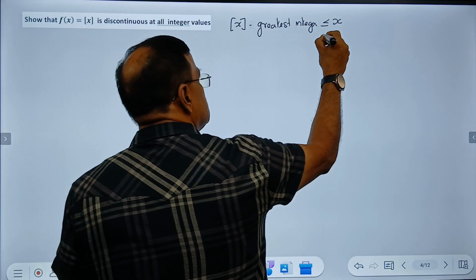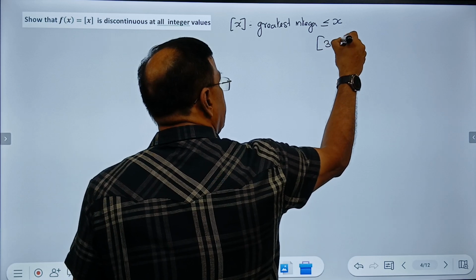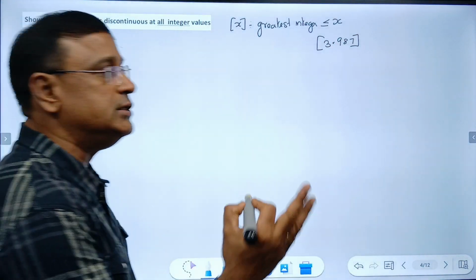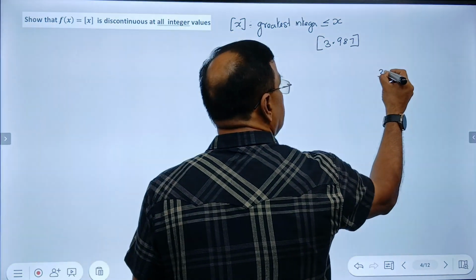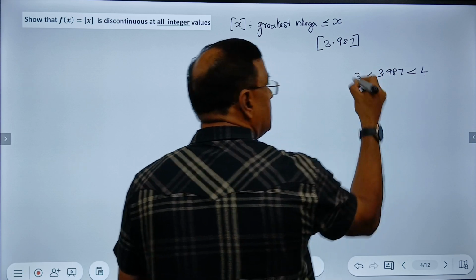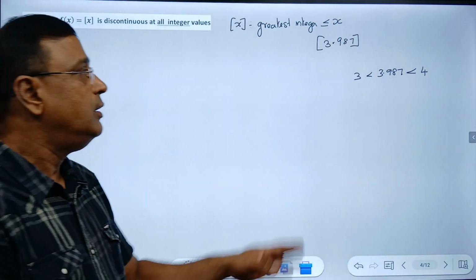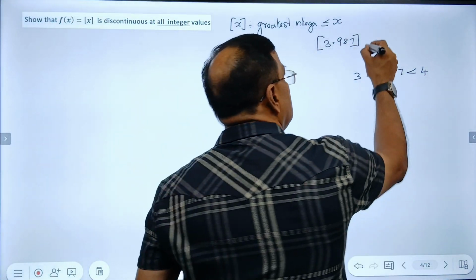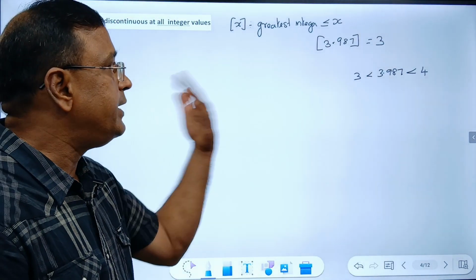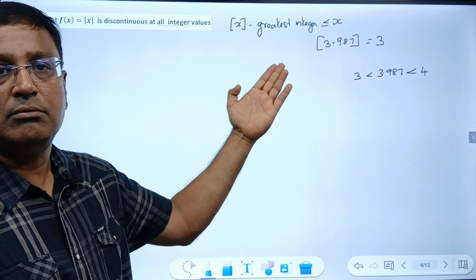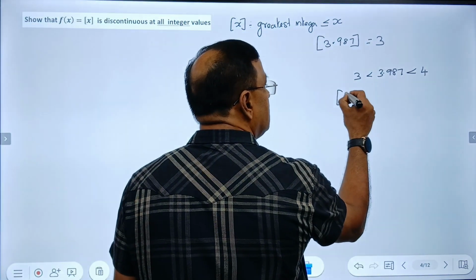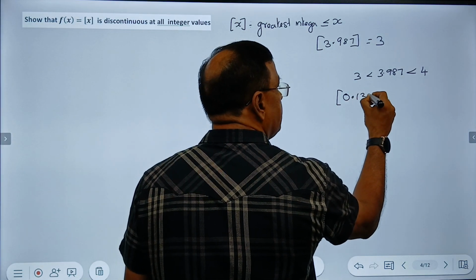Or in simple words, if I want to find the value for 3.987, I ask the question: it lies between which two integers? Definitely 3.987 lies between 4 and 3. Take the smaller integer. Which is the smaller one? So it's 3. So this is the definition of the greatest integer function: the greatest integer less than or equal to the number.